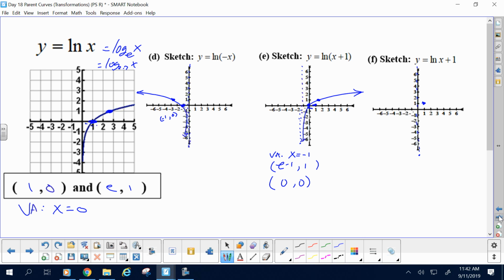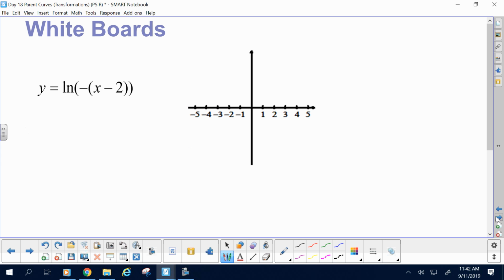What about the point (e, 1)? What changes if I shift it up, the x or the y? The y. If I change the y by 1, it becomes (e, 2), 2.72. (e, 2), 1, cha-cha-cha. All right, try this one.